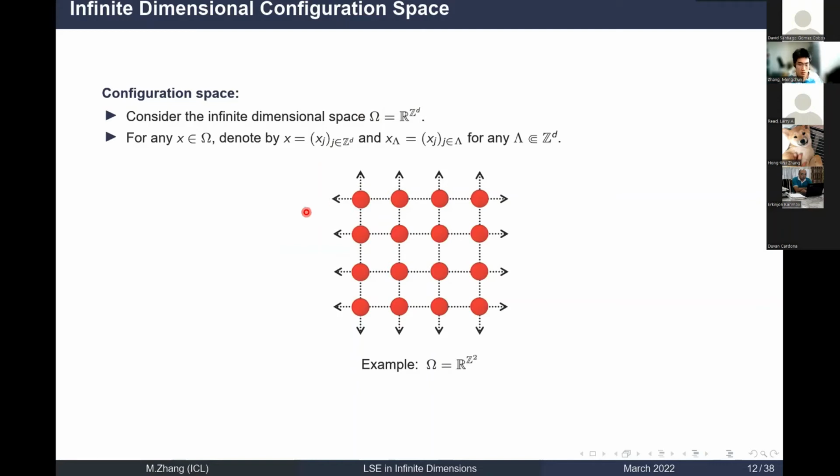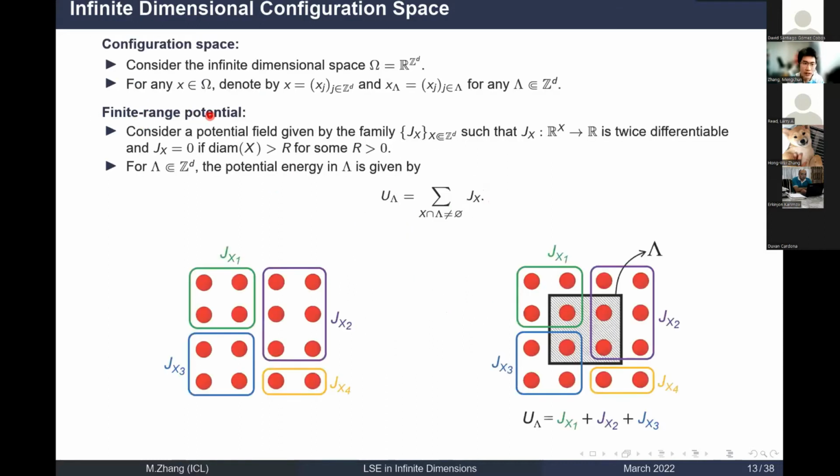For me, I would prefer to think of this as an infinite dimensional vector space rather than a function from Z to R, but that also works. It depends on your choice. Suppose we have this kind of lattice structure for our physical space, for example a crystal, and then we can introduce finite range potentials on this space. For example, consider a potential field given by a family G_X, where G_X is twice differentiable and G_X vanishes if the diameter of X is too large. This condition ensures that your potential is finite range.